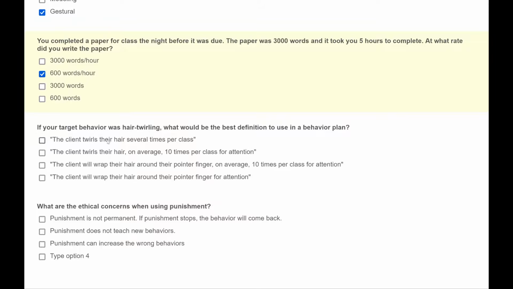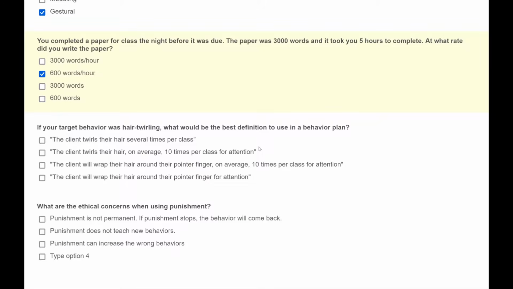If your target behavior was hair twirling, what will be the best definition to use in a behavior plan? All right, what goes into a good behavior definition? We want to be measurable. We want to be objective. So we want to be descriptive, right? I want to describe it.